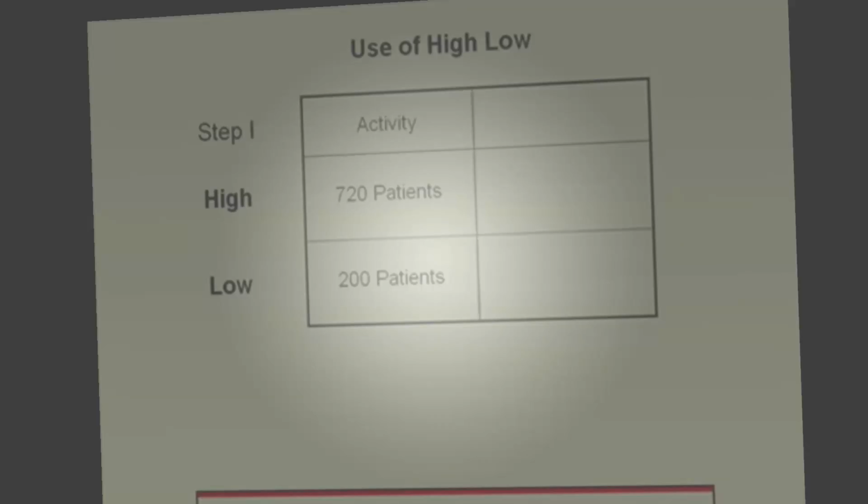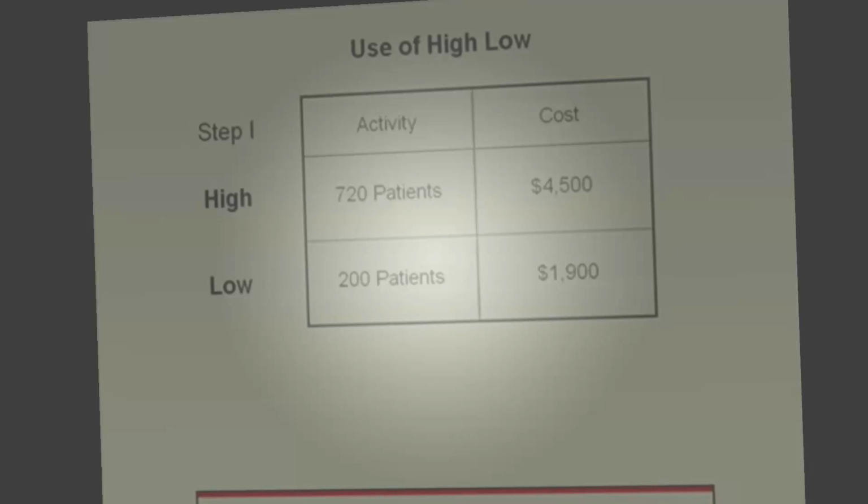The second step is, for each activity, the high and the low, find out the related cost. What's the cost of serving 720 patients? $4,500. What's the cost of treating 200 patients? $1,900. So that's the first step in high-low. Take the highest activity and find out the cost. Take the lowest activity and get the related cost.